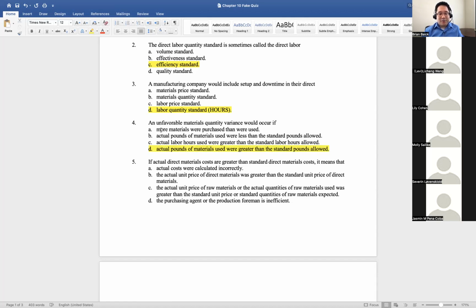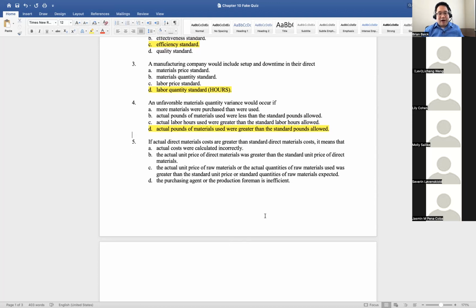A is not the correct answer because it says you purchased more than you used. Maybe you purchased more than you used. That means you have some extra materials left. That has nothing to do with a variance. A variance is about actually doing something, right? A variance means I actually used more materials than I was supposed to use. That causes a variance. So materials quantity variance, you used more flour, butter, or materials than you expected or were supposed to use. That's exactly what D is saying.